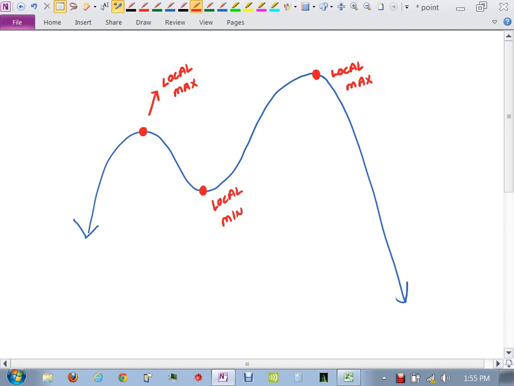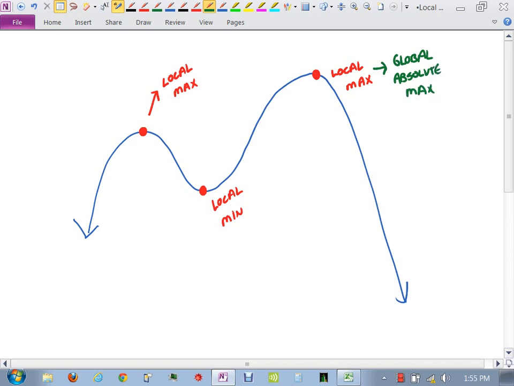And more than that, the one here on the right is actually also called the what? Global or absolute maximum.